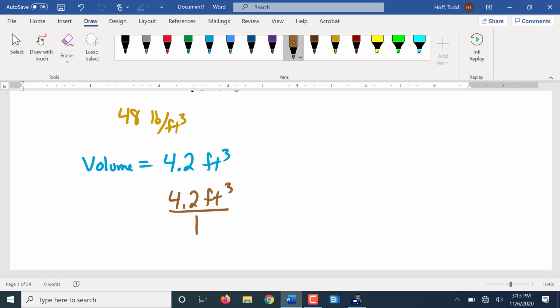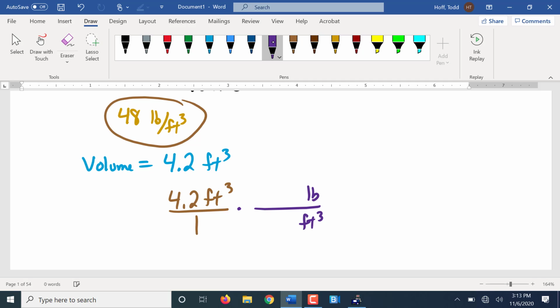Now we look at this and I wonder, well, do we multiply? Do we divide? How do we know? Well, we use the units to tell us. We're starting at 4.2 cubic feet as our volume. The density, 48 pounds per cubic foot. We want to get rid of cubic feet and turn into pounds. 48 pounds per cubic foot is saying 48 pounds is equivalent to 1 cubic foot.